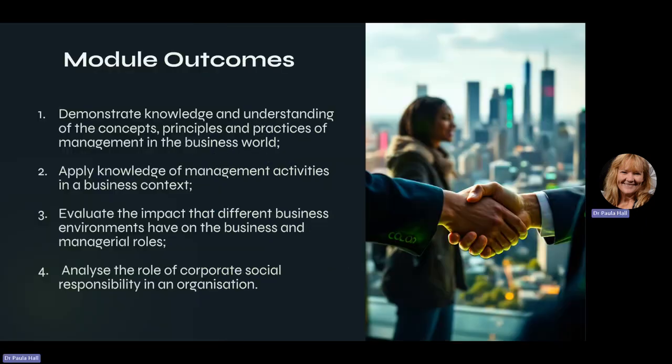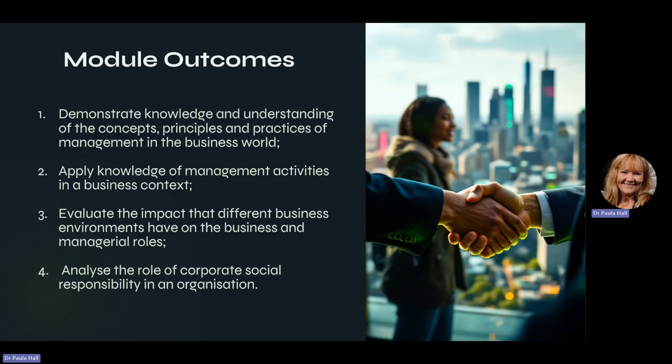We've also got 4 major outcomes, so you'll find that by the time you finish the semester, you should be able to work through these aspects. So first of all, number 1, demonstrating knowledge and understanding of the concept. So quite a lot of definitions and concepts and principles to try and understand. And then the second one, applying the knowledge of management activities. So you'll see in your assessments very much application-based.